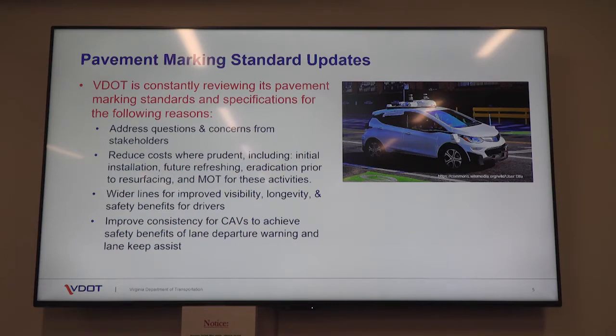Some of the other changes have to do with cost. You can imagine that with the thousands and thousands of miles of pavement markings we have on our system, what may seem like an insignificant change, like the spacing of our mini skips, when you add that up across the system, it can result in significant cost savings. And then finally, the last reason is safety. And I shouldn't say last, because safety is the most critical in everything that we do. But there are some recent findings as far as the crash modification factors associated with changing widths and ensuring that retroreflectivity is in place.